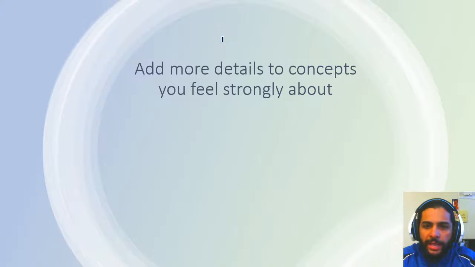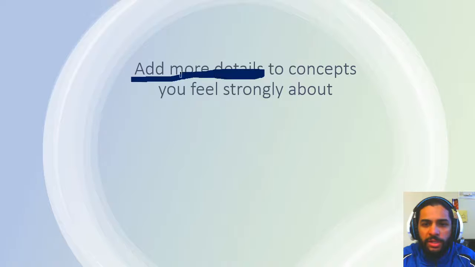Another one is add more details to concepts that you feel strongly about. All right, so when we're doing our graphic organizer and our rough drafts, I feel like they're very bare bones. They're like, all right, we got the format, we've got the organization, we've got 5 paragraphs. All right, cool, we're ready, we're done, let's turn it in. No, you don't want to turn it in right away. You want to add more details to concepts that you think are interesting, concepts that you feel passionately about.